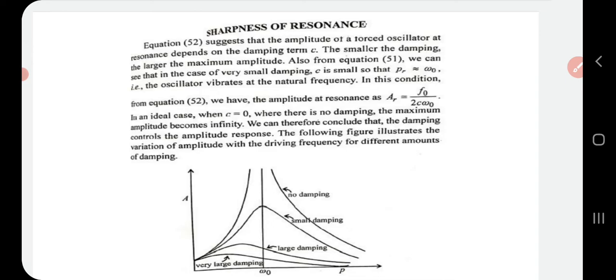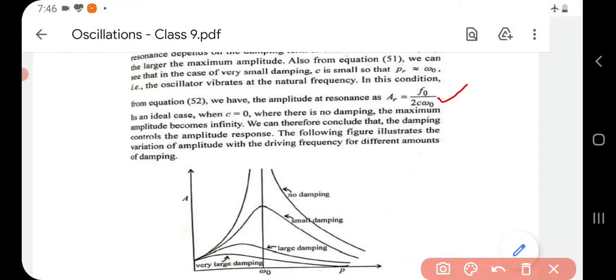In an ideal case, when there is no damping, that is damping constant C equal to 0, the maximum amplitude becomes infinity. When you put C equal to 0 in this equation, what will be A? It will be infinity. That is what is written here. So we can conclude that damping controls the amplitude response. When damping is low, the amplitude of oscillation is high. When damping is high, the amplitude of oscillation will be low.